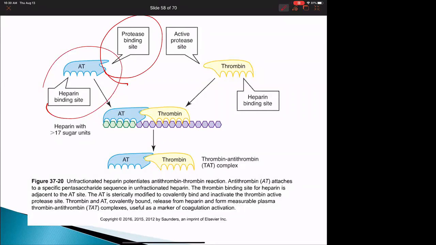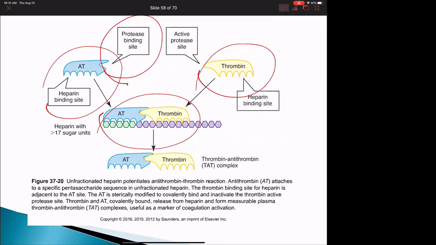Now, thrombin has a binding site for heparin. So right here, thrombin always has a binding site for heparin. So when thrombin binds to heparin or to unfractionated heparin, it results in a bridging effect, and that allows for covalent bonds to form between the antithrombin and the thrombin. So right over here, binding inactivates thrombin, antithrombin.